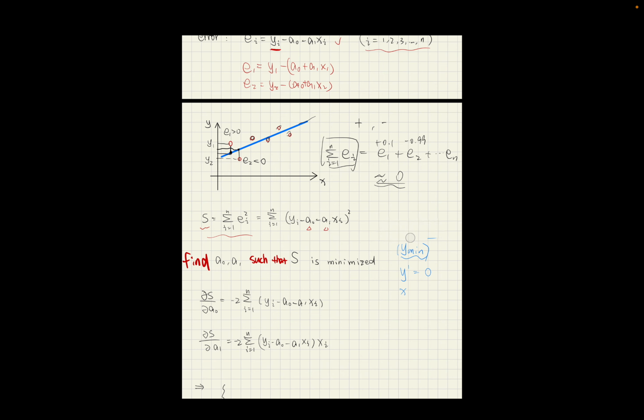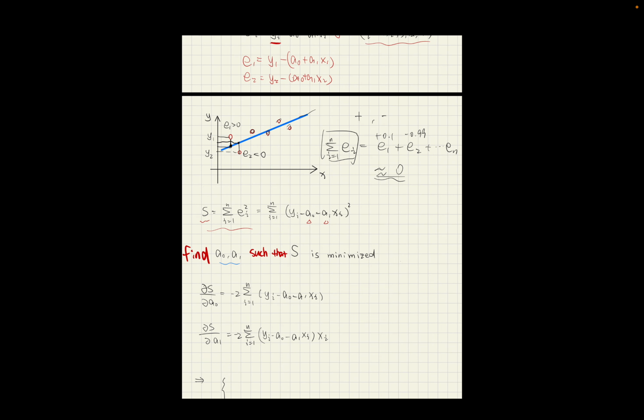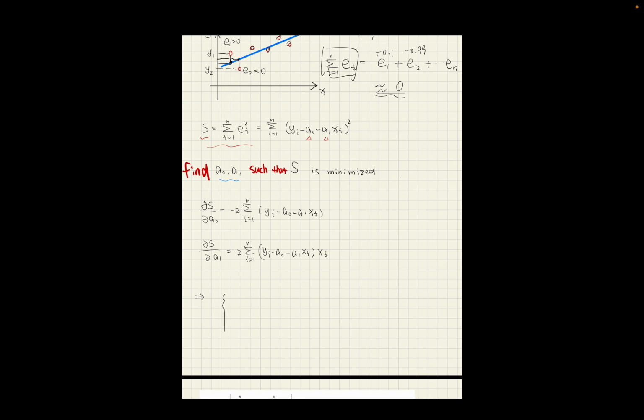But here, the difference is we have two unknowns, a0 and a1. So what do we do when we have multiple unknowns? Of course, we do partial derivatives. Now, the thing is getting clear. We just let the partial derivatives with respect to a0 and a1 equal 0, right? Then we are hoping to solve these two equations to get the values of a0 and a1.